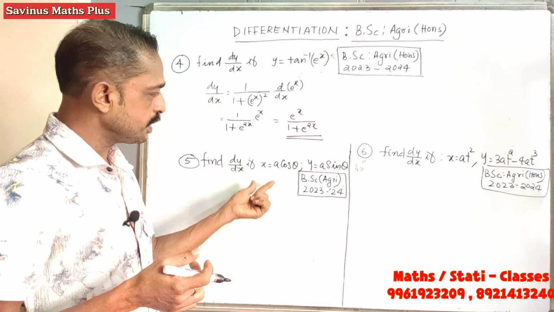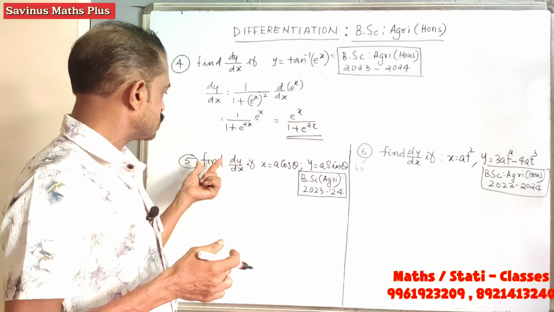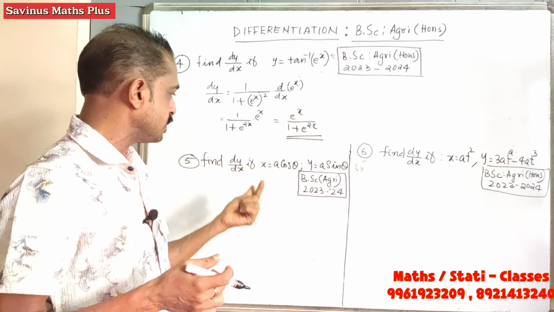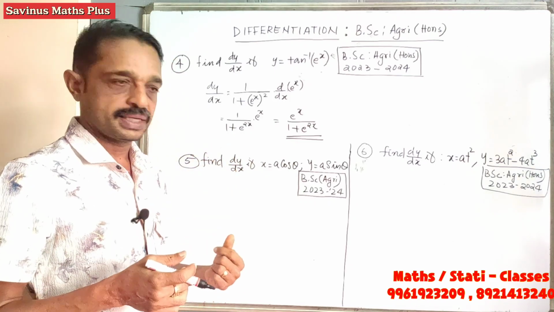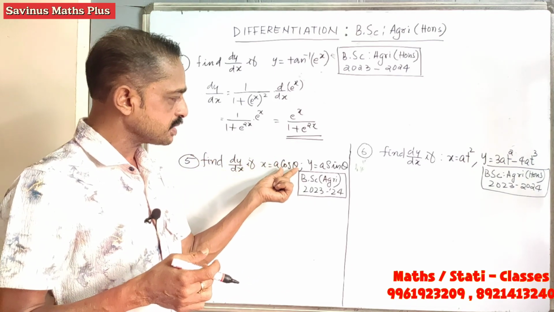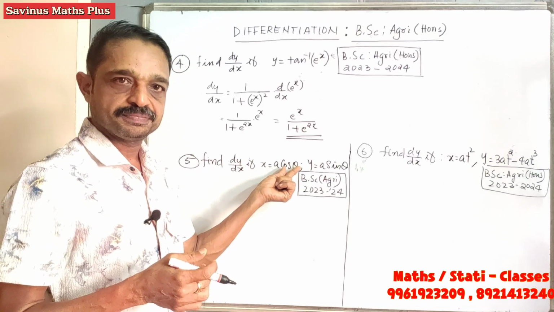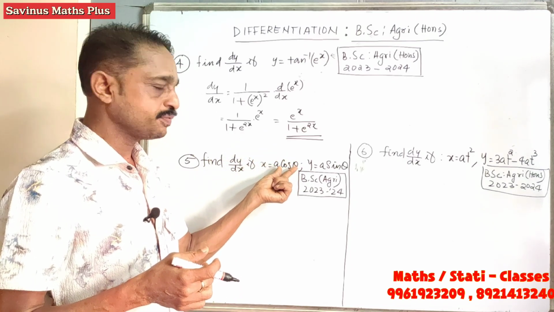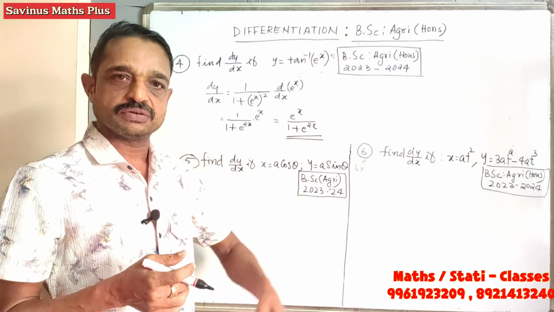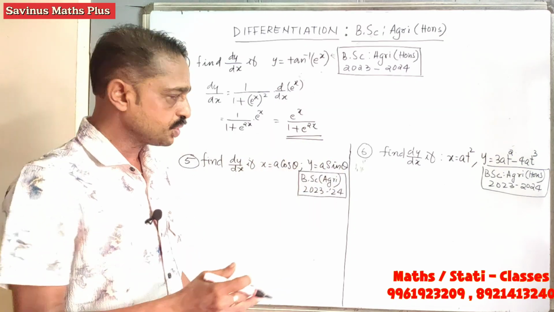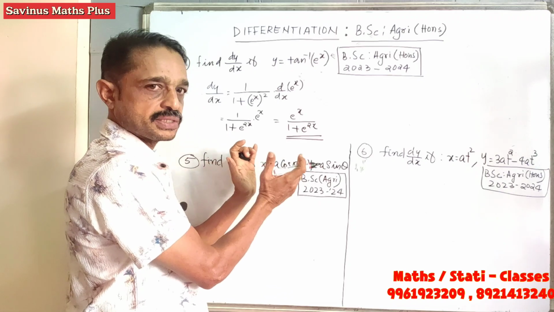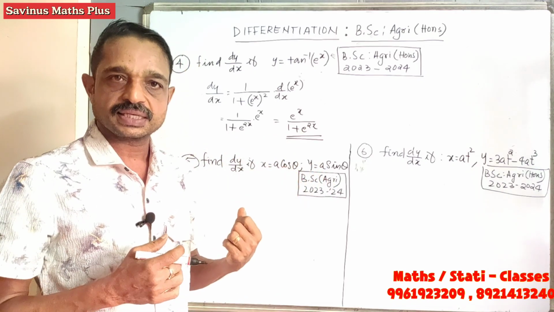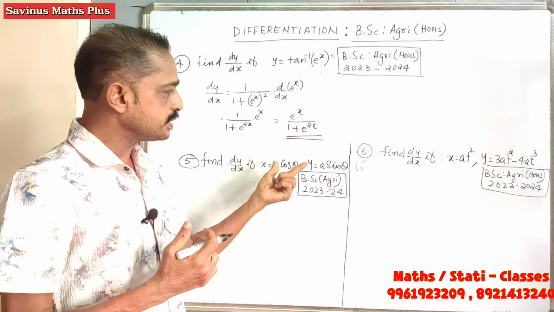Next, in these two problems, question number 5 and 6, x is a cos theta and y is a sin theta. You are required to find out dy by dx. So here x is expressed in terms of the variable theta. X is a function of theta, or x is f of theta, and y is some other function of theta. Let it be psi of theta. So here x and y are expressed in terms of some other variable. That variable theta is called the parameter. Here theta is the parameter.